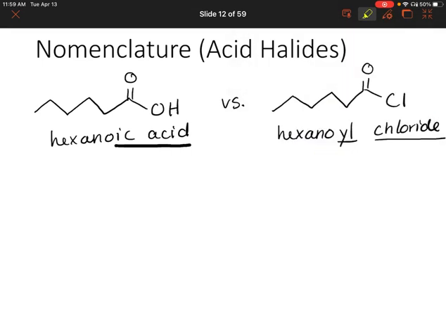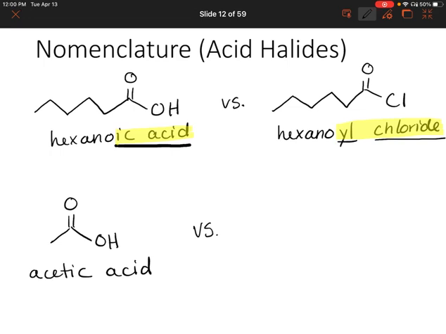So let's just highlight that difference. So we're going to turn ic acid into yl chloride. So now this acid halide is called hexanoyl chloride. All right, so let's see if you can figure out this next name. So this carboxylic acid is called acetic acid. And remember to make flashcards for those common names for carboxylic acids, because it will help you to name these derivatives as well.